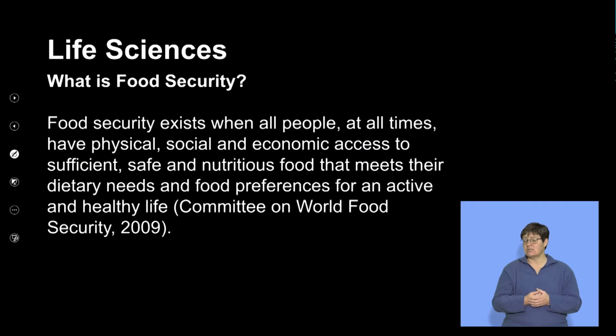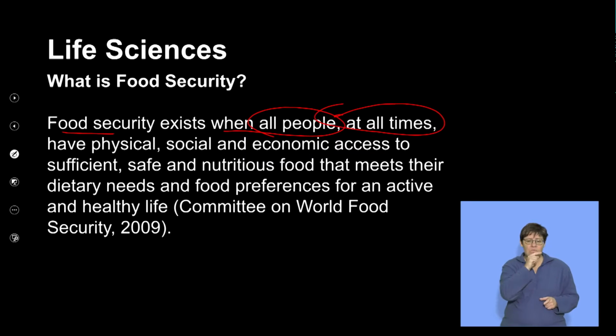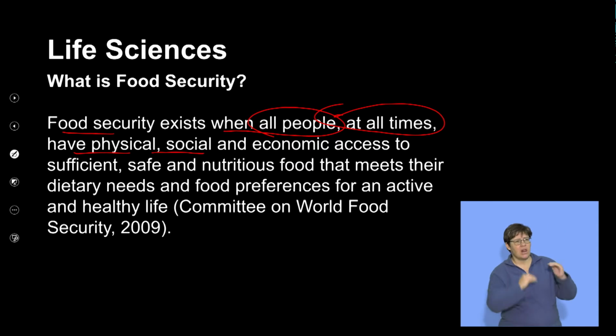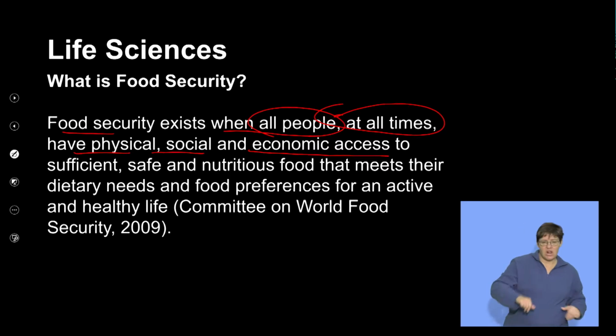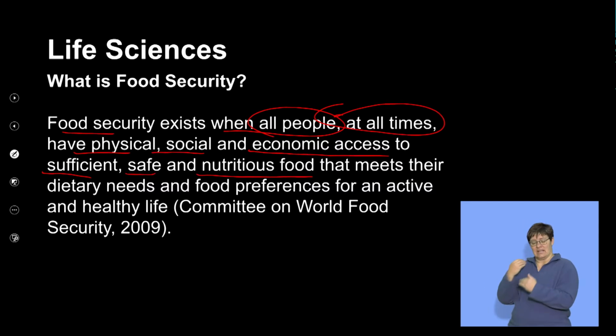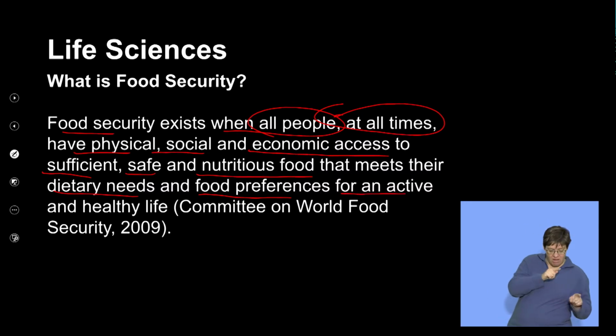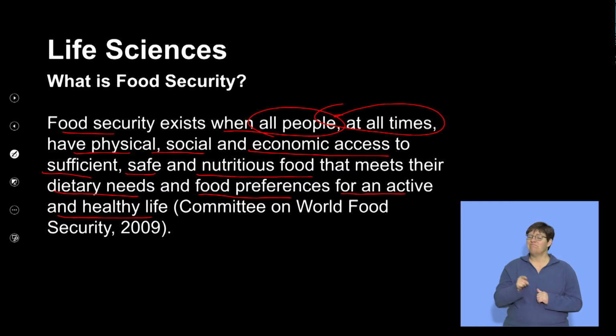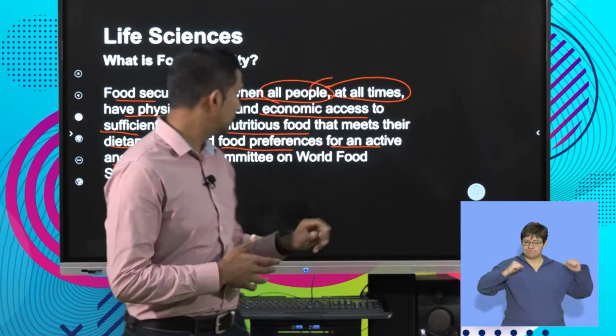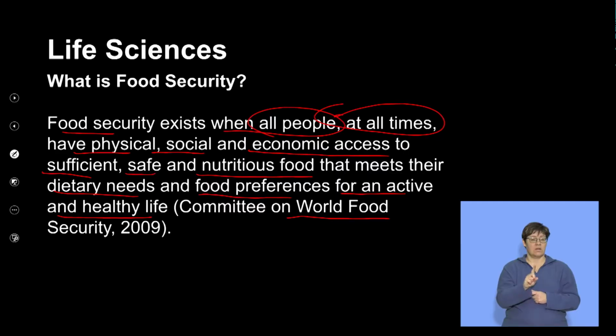It's important that we understand that food security exists when all people at all times have physical, social, and economic access to sufficient, safe, and nutritious food that meets the dietary needs and the food preferences for an active and healthy lifestyle. And this was obviously something that was agreed on by the Committee on World Food Security.